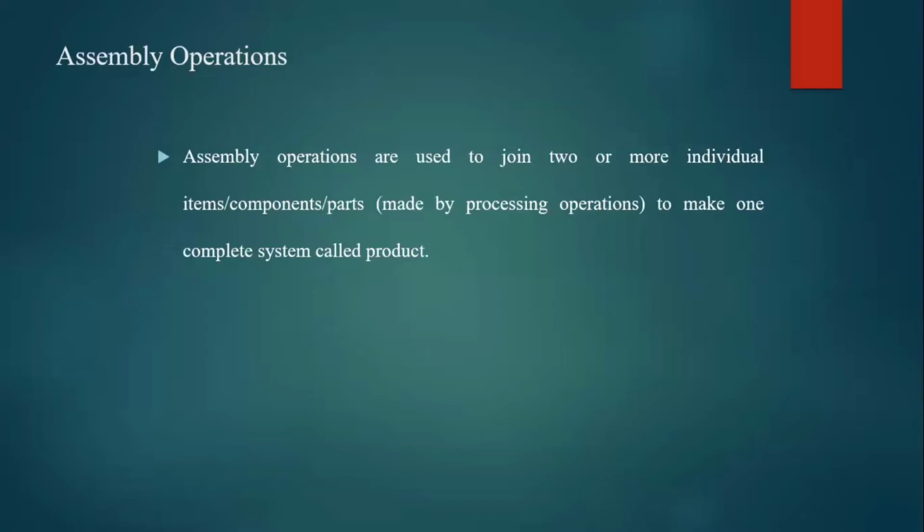So the processing operations are performed on a single part, on a single piece of material, on a single component, on a single item. Whereas the assembly operations include the integration of multiple components to make a product. So the part is a single piece, and the product is the combination of several pieces.